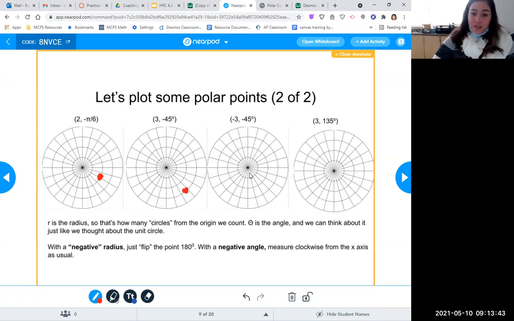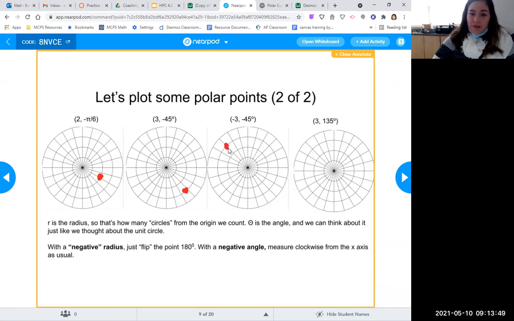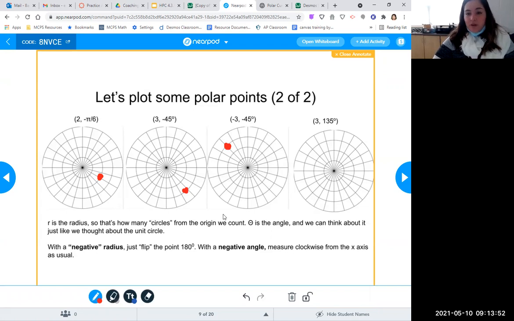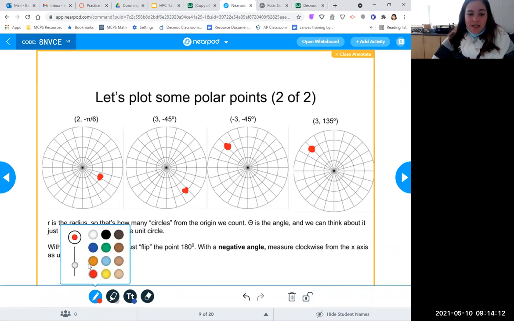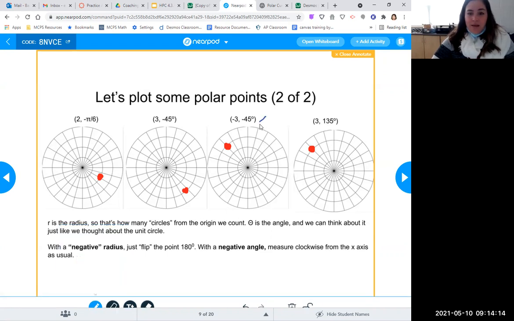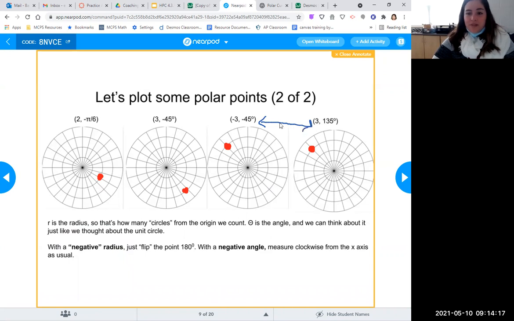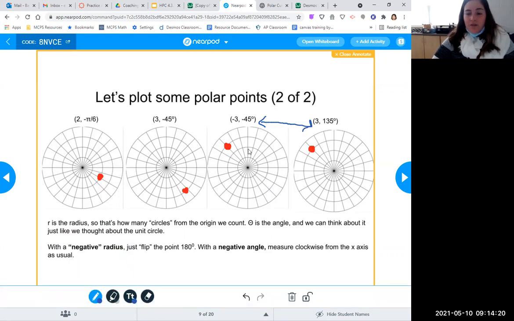-3, -45, so we just take that 3, -45 point, which we had here, and then just flip it 180 degrees to be in the top left of the unit circle, right? So we had a point at 3, -45, but then if we have -3, we take that point and we flip it 180 degrees. And then 3, 135, so we got 1, 2, 3, and then 135, okay? So one interesting thing to notice is that these two are the same. These are the same location, right? -3, -45, and 3, 135 are equivalent, okay?